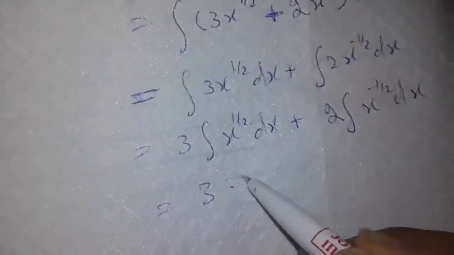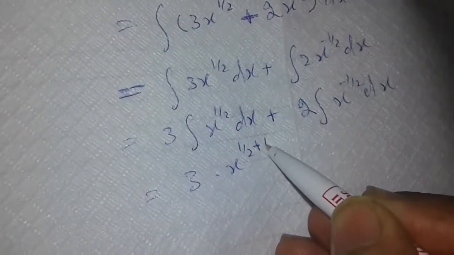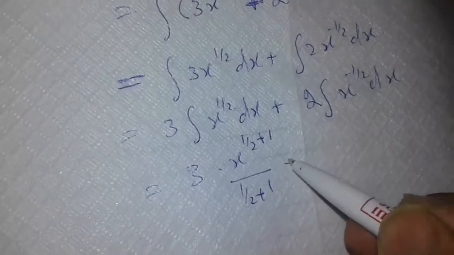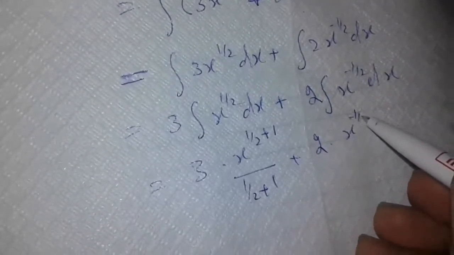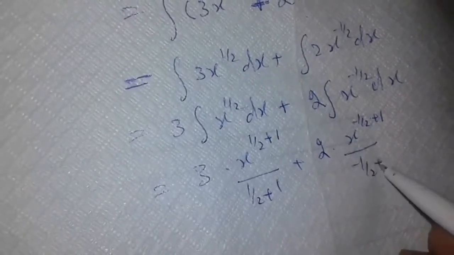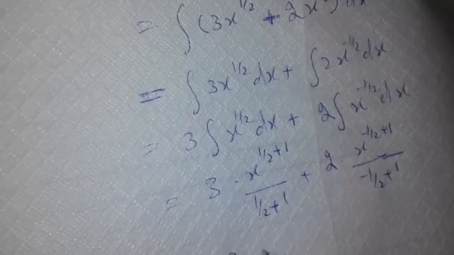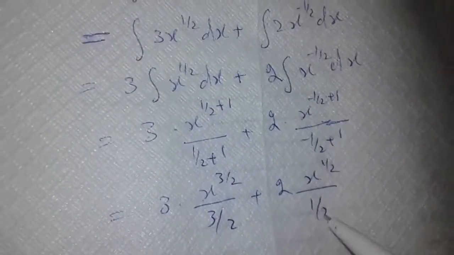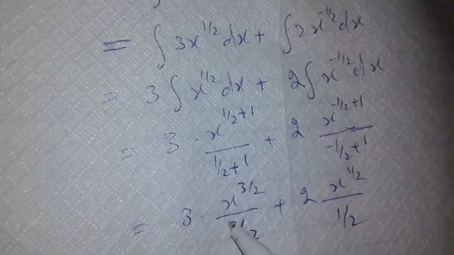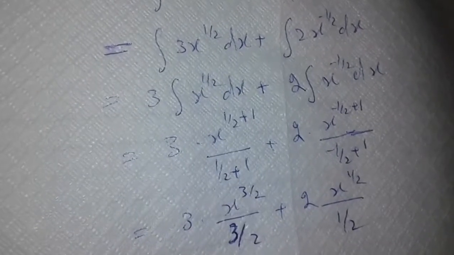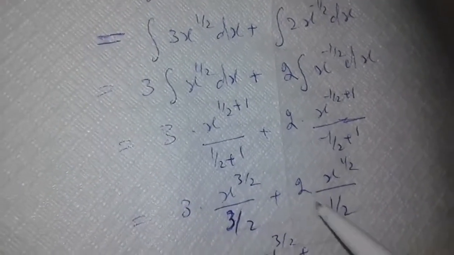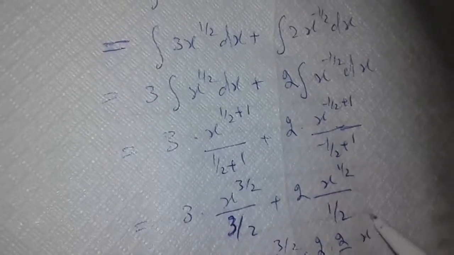By solving it, we write x power 1 by 2, adding 1 to the power and dividing by the same new power, which is 1 by 2 plus 1, plus 2 as it is, and x power minus 1 by 2 plus 1 divided by minus 1 by 2 plus 1. So 3 into x power 3 by 2 over 3 by 2, plus 2 x power 1 by 2 over 1 by 2, by solving these powers. This is the double reciprocal, so when we take it upstairs, it becomes 3 into 2 over 3 x power 3 by 2, plus 2 into 2 by 1 into x power 1 by 2.